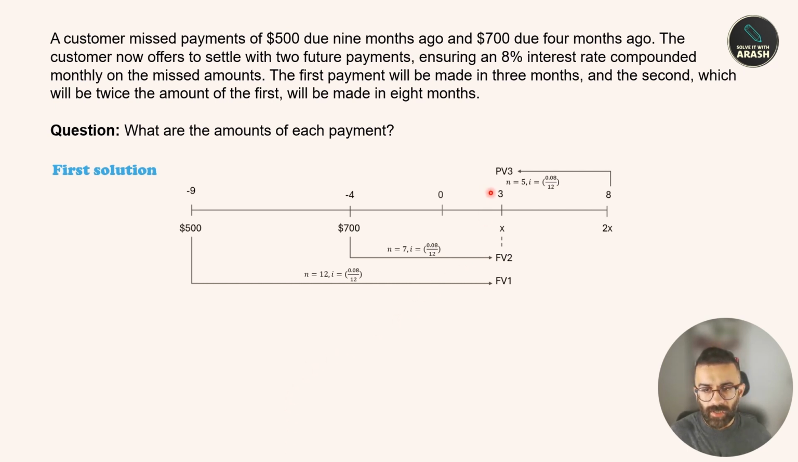In this solution, I'm going to use the date of the first unknown payment as the focal date. Then I must calculate FV1, which is the future value of 500, and FV2 as the future value of 700. These two will make the first payment stream. The replacement stream is going to be X plus the present value of 2X. Now here's the equation for the payment streams. FV1 plus FV2 equals X plus PV3.